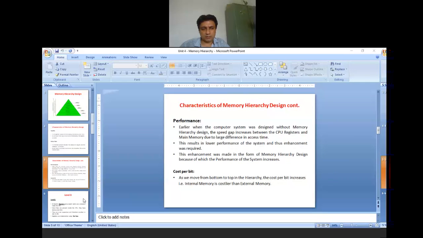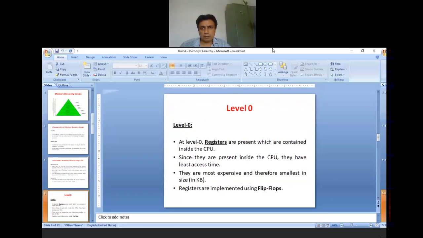So let us discuss each of the levels of the memory hierarchy in detail. At level 0, registers are present, which are contained inside the CPU. That's why they are called part of the internal memory. Since they are present inside the CPU, they have less access time, because all the execution of the program is done inside the CPU. They are most expensive and therefore smallest in size.